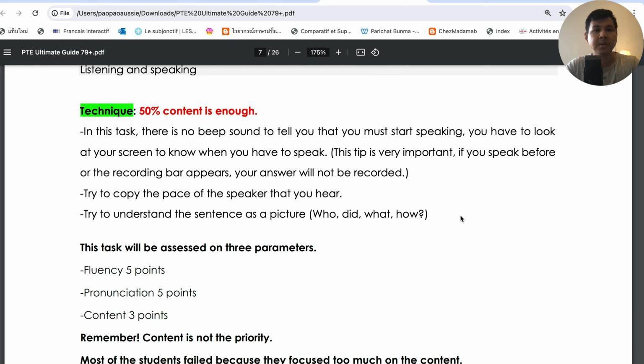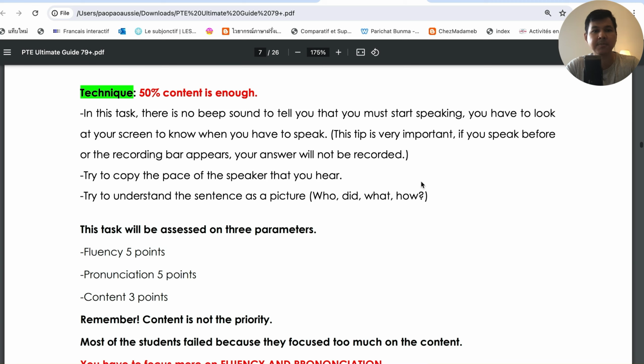Okay, in this task, there is no beep sound, so be careful. There is no beep sound to tell you that you must start speaking, so you have to look at your screen to know when to speak. This tip is very important because if you speak before the recording bar appears, the answer will not be recorded, so you're not going to get points for that question. So be careful on this.